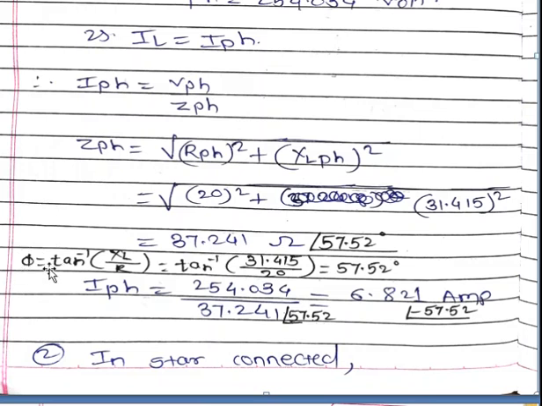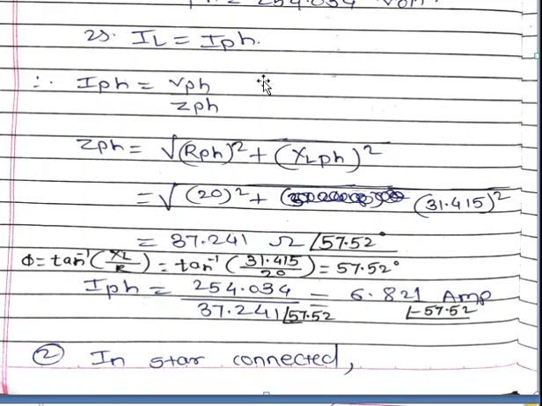Now we calculate the value of phi. The formula for phi is equal to tan inverse of XLPH divided by R, which is tan inverse of 31.415, the value of XLPH or XL, divided by the value of resistance, which is 20. Therefore, the answer of this calculation is 57.52 degree. Here we write ZPH, the magnitude of impedance with phase angle, that is, the answer in polar form, which indicates the amplitude of impedance and the phase angle.